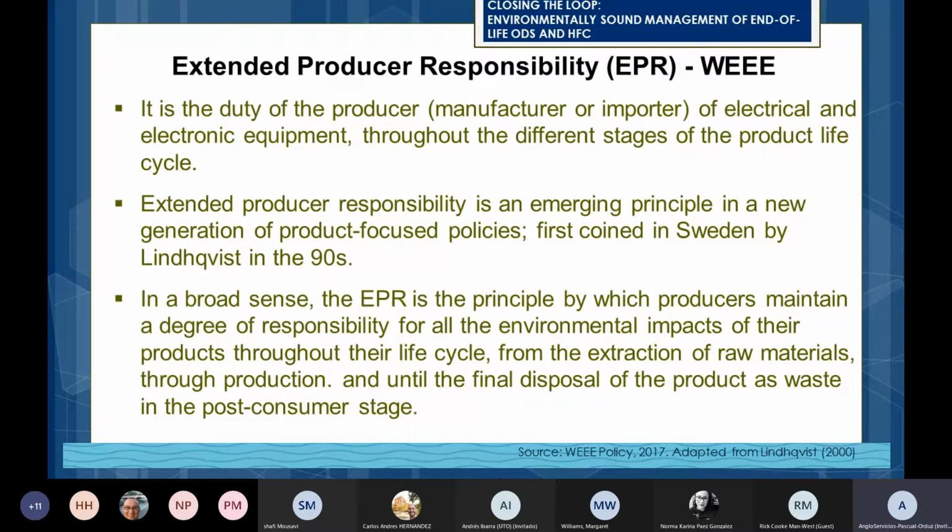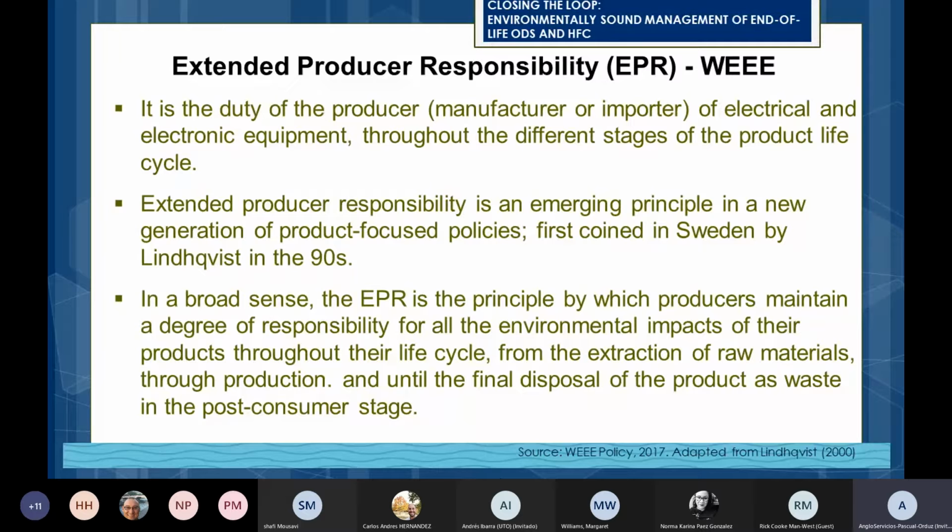It is a duty of the producer. It could be the manufacturer or the importer. That's how we see it in Colombia, of electrical and electronic equipment throughout the different stages of the product life cycle. The extended producer responsibility is an emerging principle in a new generation of product-focused policies. It was first coined in Sweden in the 90s.